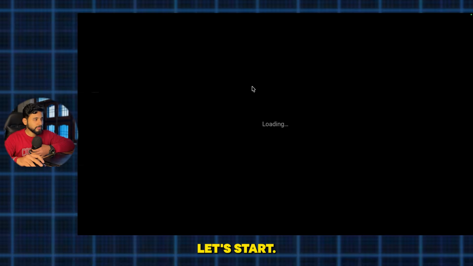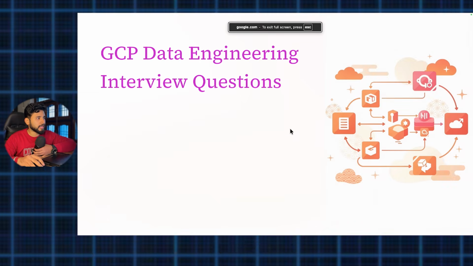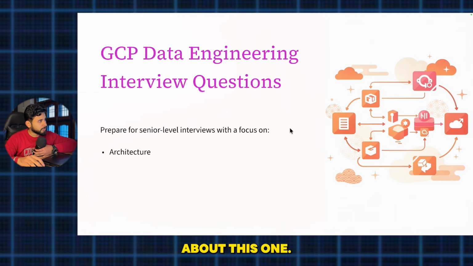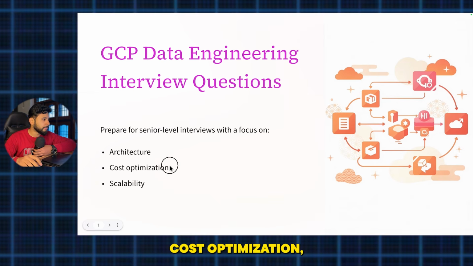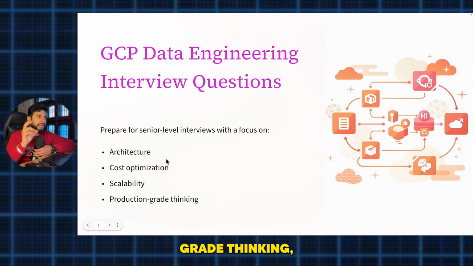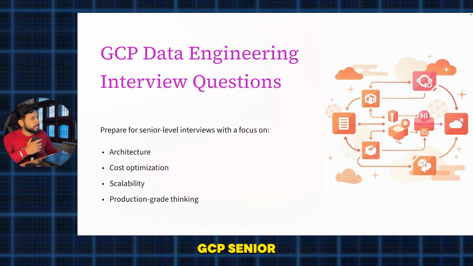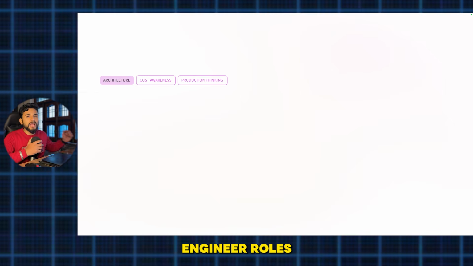Okay, let's start. First, whenever you are going for a senior level role or a junior level role, the type of focus also shifts. The questions can remain the same, but the depth of the answers and how many follow-up questions are asked also matter. The first one is architecture, cost optimization, scalability, production-grade thinking. You should have these if you are going for GCP senior data engineering roles.